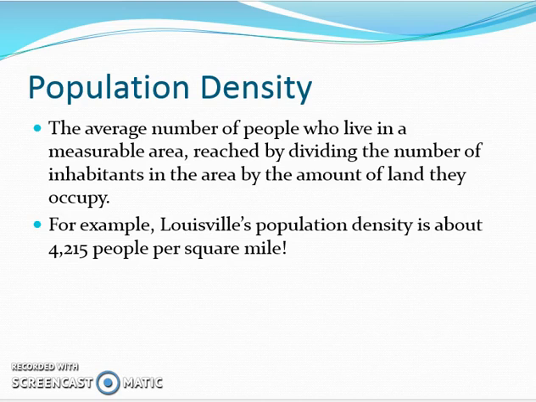Another statistic that is commonly used by geographers is population density, and that just shows you how many people are crowded into a particular area. It's the average number of people who live in a measurable area, and we usually measure this in terms of square miles, or if you're using the metric system, you would use square kilometers. But a square mile is simply a square that is a mile on all sides. And the population density in Louisville as of a few years ago was about 4,215 people living inside of each square mile of the city. So that's one way of measuring how many people are living in a given area.